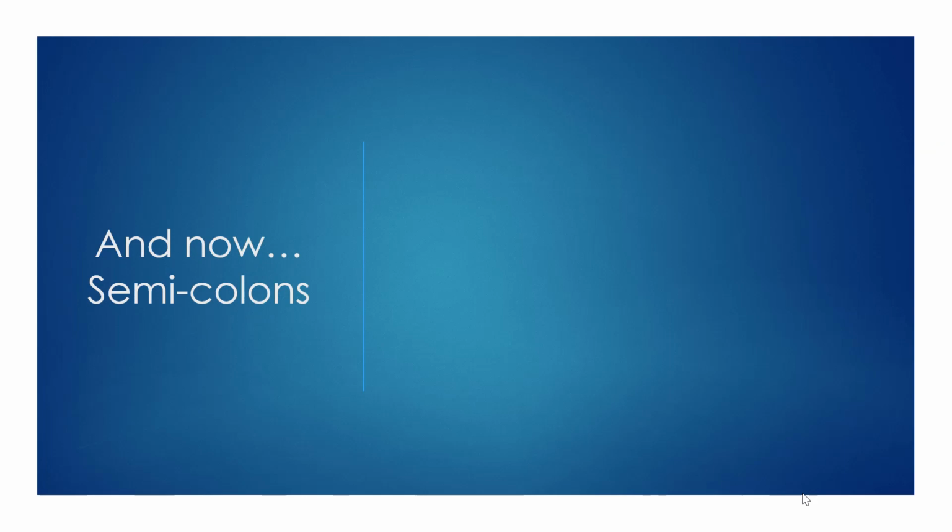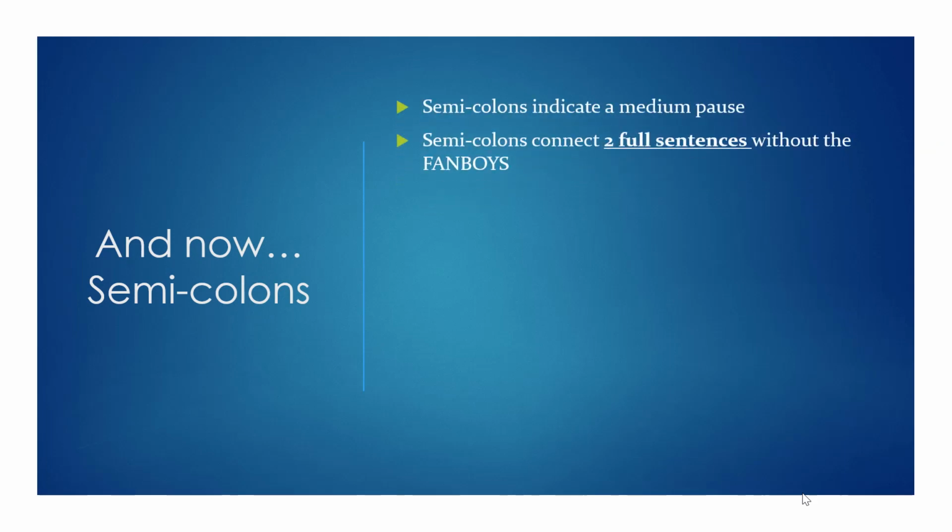And now semicolons. So we talked about commas being a soft pause and periods being a hard pause. Semicolons are a medium pause. It is a little bit hard to hear the difference, I suppose, between a comma and a semicolon, but it helps, I think, just to even think of them as different levels of pausing within your writing. So a semicolon joins together two full sentences without the fanboys. These sentences have to be closely related to one another, and I'll show you an example.